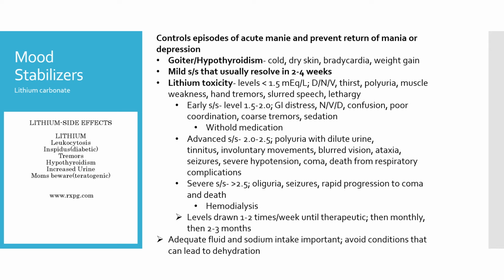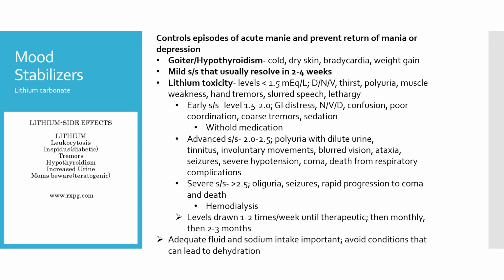The next level for advanced toxicity, we now have more polyuria with very dilute urine, tendinitis, involuntary movements, blurred vision, ataxia, seizures, severe hypotension, coma, and death from respiratory complications. We may not even get to the severe area. In the advanced area, we may still die.